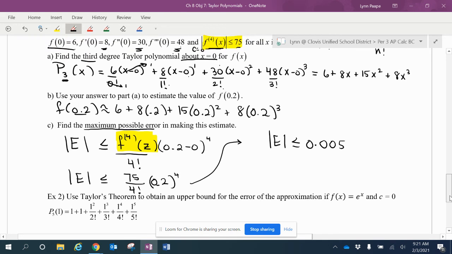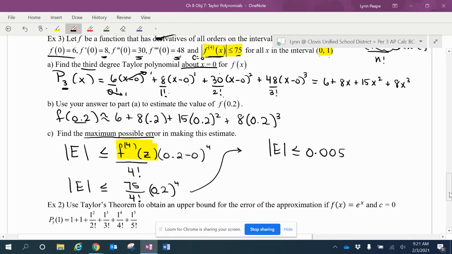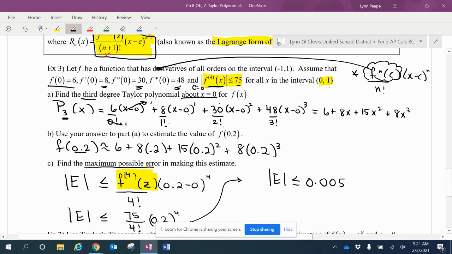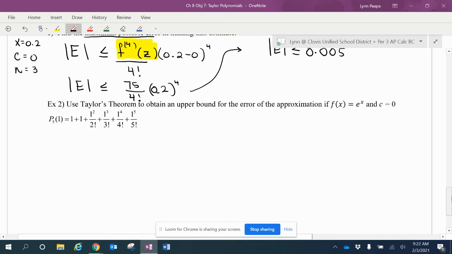And then what we're making sure that we're paying attention to is, like, what are each of these values, right? So when we look at this formula here, x is what we evaluated at. So that would be the 0.2. C is what we were centered at, which was 0. And then n is what was the derivative we went out to in our approximation. And so that would have been 3. Okay?